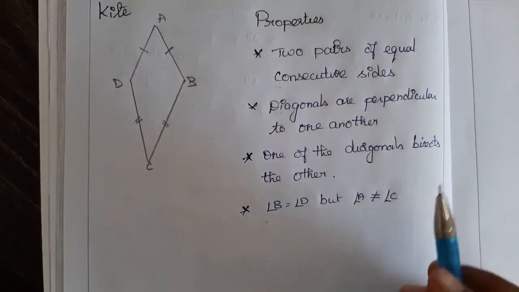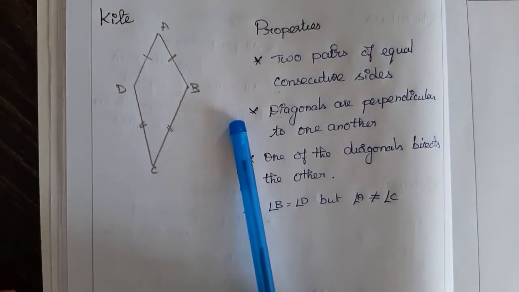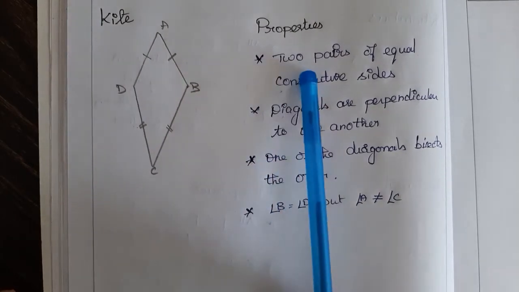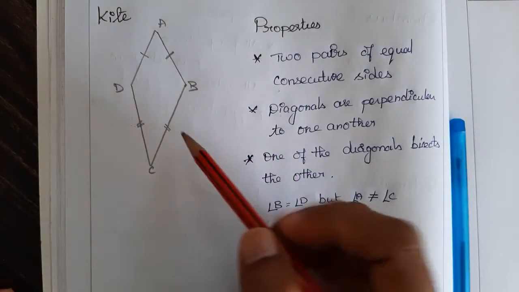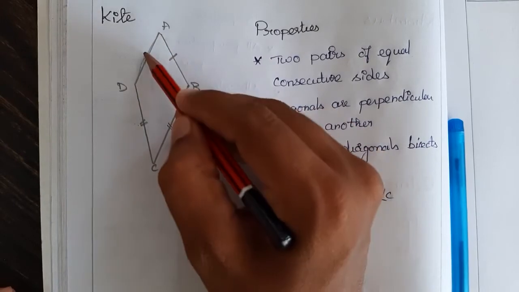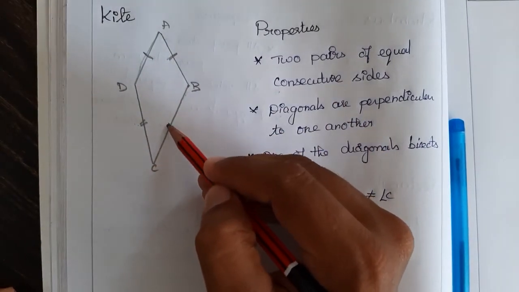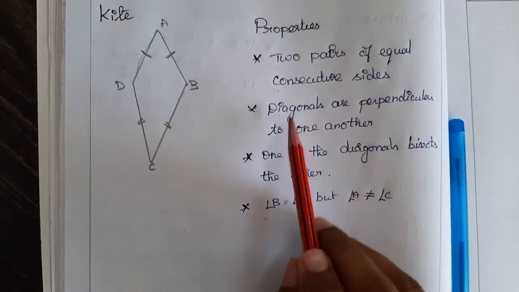And here we come to the next shape. It is a kite. A kite is a little different from all the other shapes that we have seen so far, right? The properties are two pairs of equal consecutive sides. Consecutive means next. So next to this AD, the side AB will be equal, and here the BC side will be equal to DC. So two consecutive sides are equal.